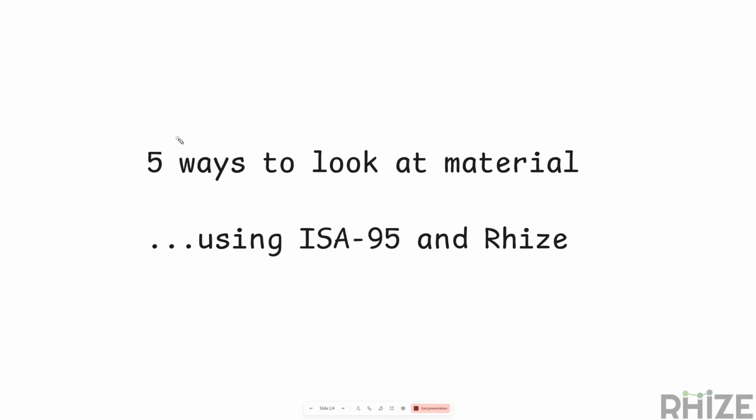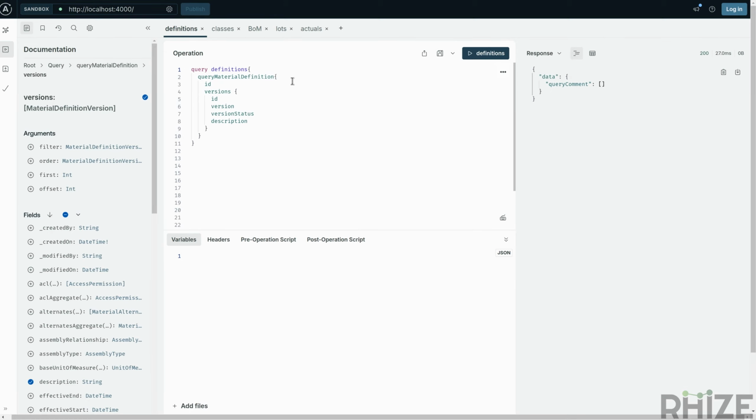In this video, we are going to go over 5 ways to look at material using ISA-95 and Rhize. We'll use our interactive GraphQL Explorer to query some different material models. Okay, so let's get started.